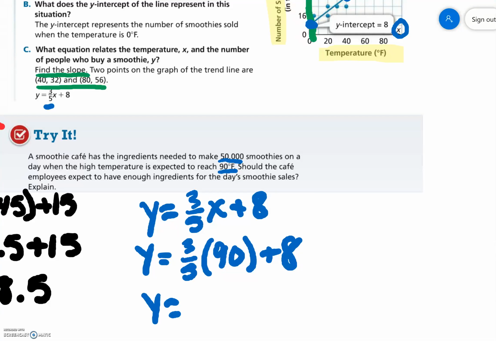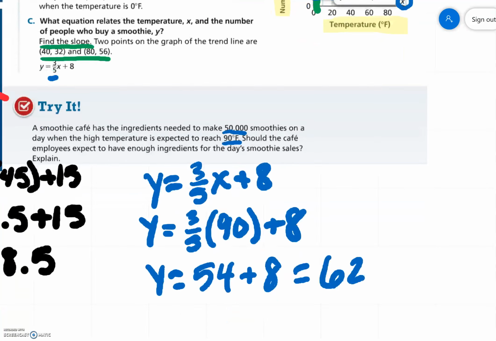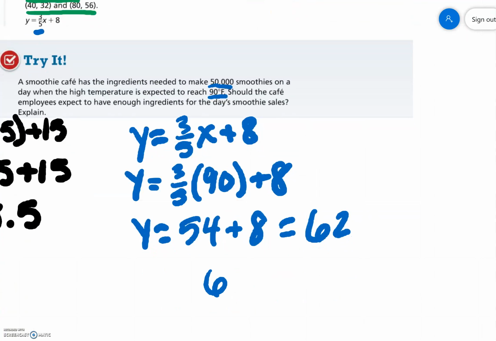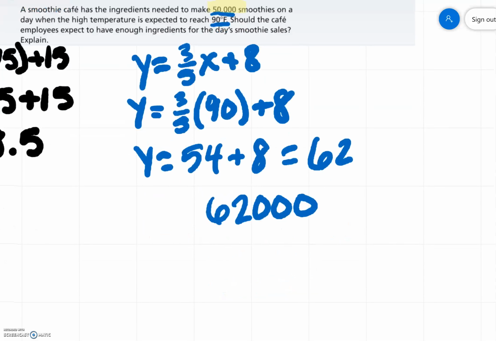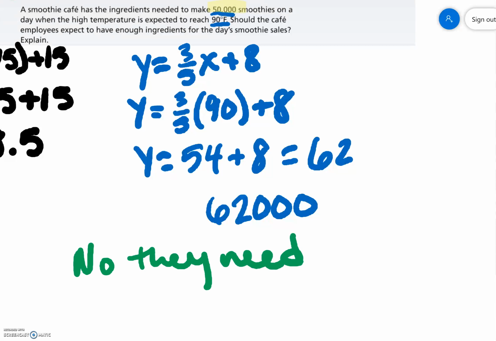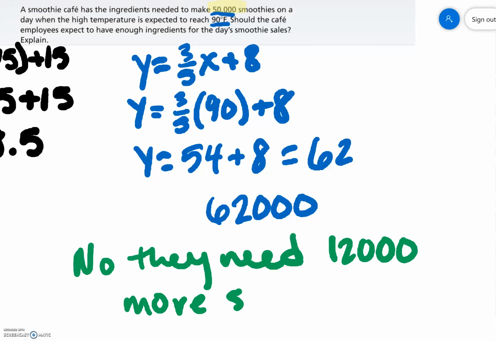So I'm going to do 90 times 0.6 because that's what 3 divided by 5 is. So that's 54 plus 8, which equals 62. And remember, the y value was in thousands. So that means they should expect 62,000 people wanting smoothies. They only have the ingredients to make 50,000 smoothies. So will they have enough? No. They need 12,000 more smoothie ingredients.